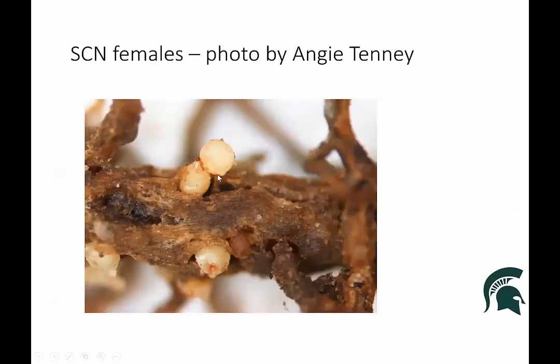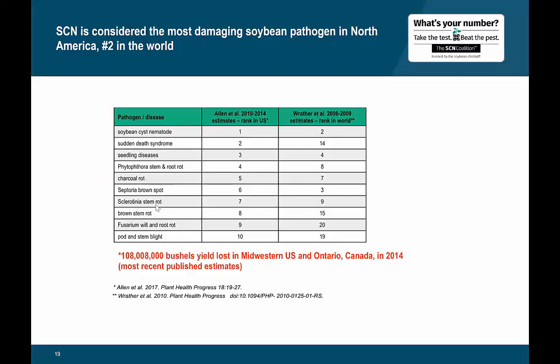You can see here an enlarged picture of the nematode inside the root feeding. This large round ball is a female nematode filled with eggs. It's a cyst. Her body is filled with young, pregnant, you could say. So SCN is considered the most damaging soybean pathogen in North America. So the soybean cyst nematode is a very important yield robber in soybeans.